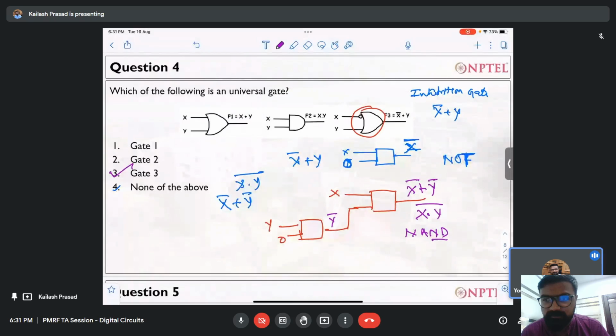Everybody agrees with the answer? Everybody understood the answer? Yes, sir. So I think this was asked in one of the GATE questions, GATE 2015 or 2014, right? So this question can be asked in any competitive exam, or in your assignments also. Okay, so let's move to the next question.